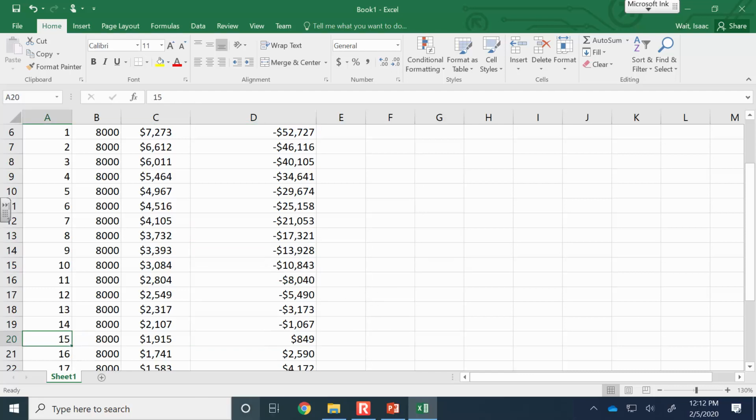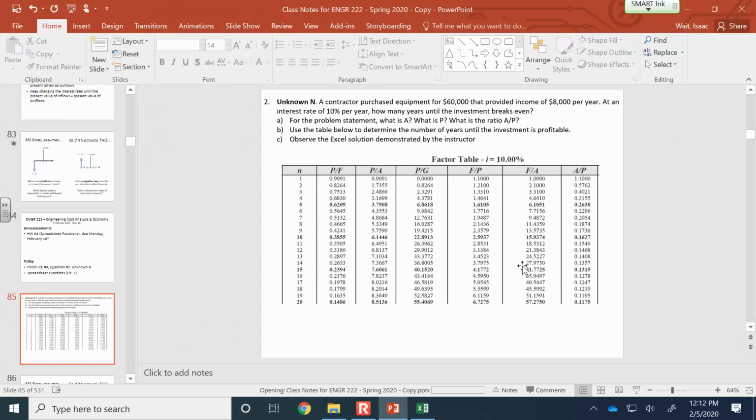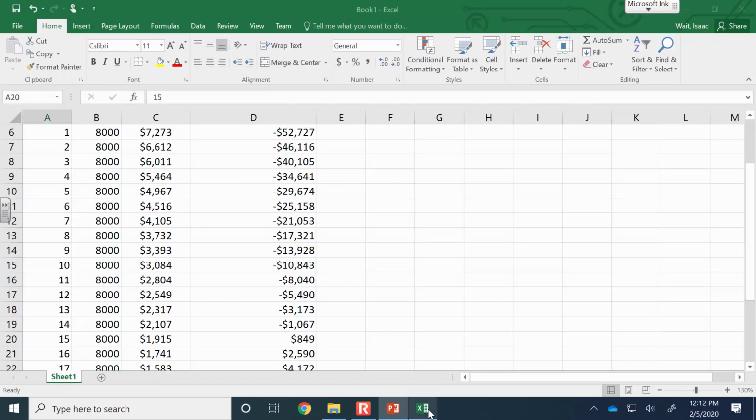And what that tells us is the same thing that it did when we were looking at the problem in terms of the factor table. That the factor ratio of 0.133 we're looking for, by the 15th year, you've now gotten enough revenue. And this shows you that after 15 years of operation, now you have $849 in excess profit. That means that you've covered the 10%, and now you're getting even more profit over time.